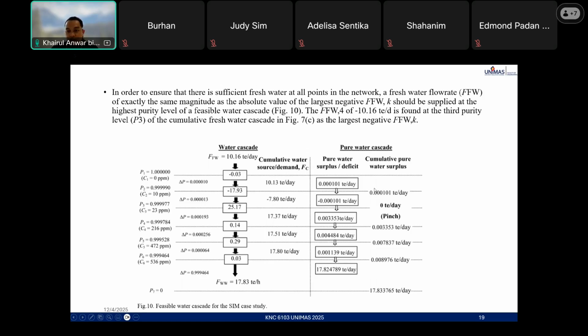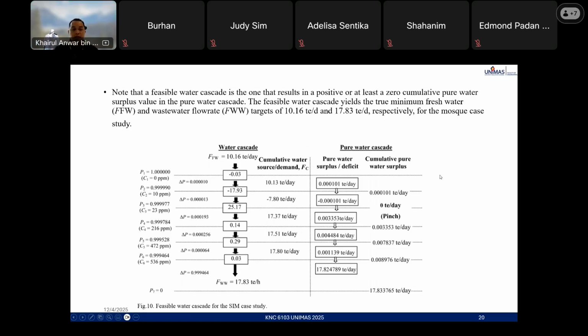So here is just, okay. Then goes here, then you get the pinch 0. So this is above pinch, this is below pinch. Now it's a feasible water cascade.